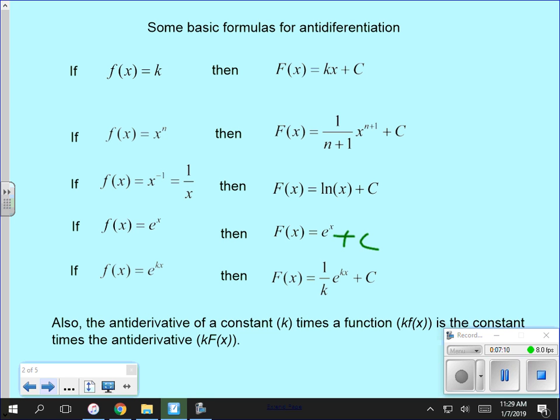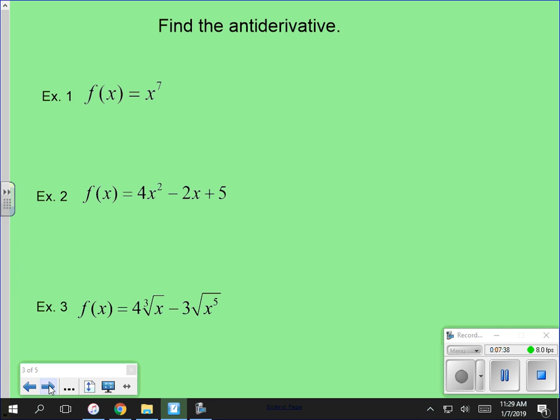Now, the antiderivative of a constant times a function is that constant times the antiderivative. So if I have the antiderivative of 3x squared, that's 3 times the antiderivative of x squared. Makes it easy to do the antiderivatives. The constant out in front of your function, just multiply that times your answer. Concentrate on the variable portion. Ignore the constant out in front at first.